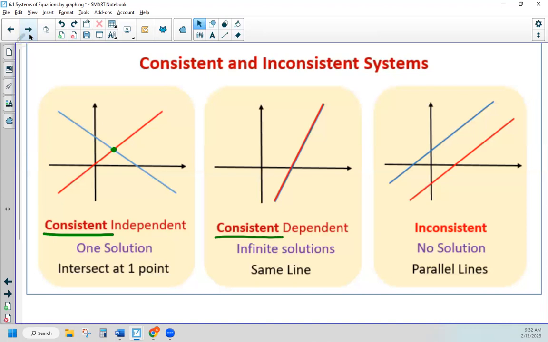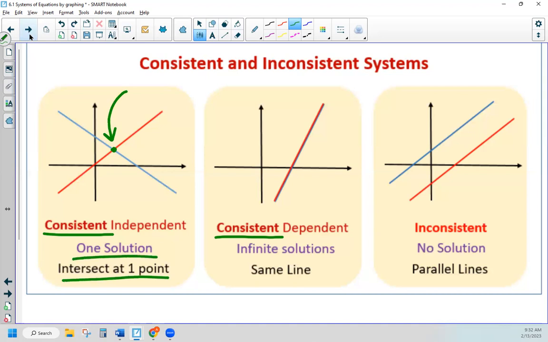Now, if you look over here, we do have a point that we share. We have a single point. We have one solution. That's what makes it consistent, okay? Notice that here we have infinite solutions. That's what makes it consistent because we still have solutions. We have a single solution here, and we have multiple solutions here. To be more accurate, an infinite amount of solutions.